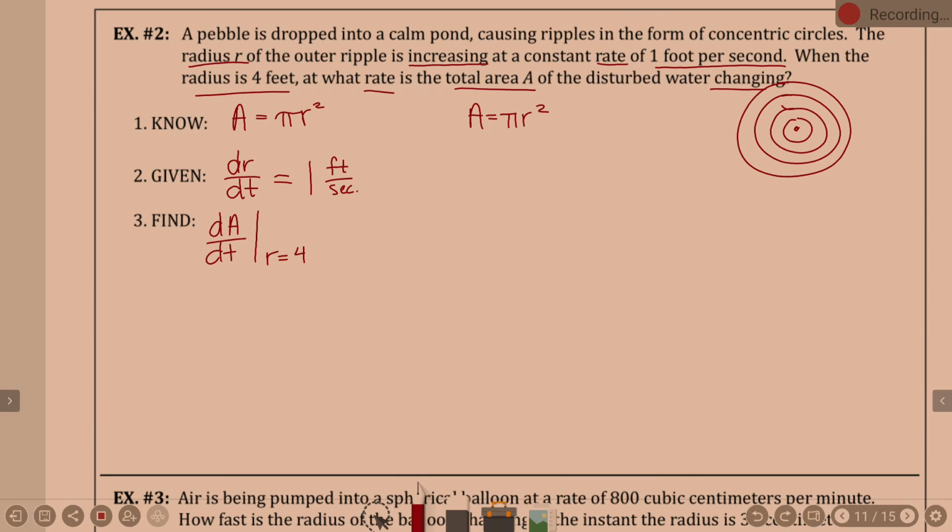Using the chain rule, implicitly differentiate both sides of the equation with respect to time. We just did this on the previous page. Differentiate for me with respect to time. dA/dt equals 2 pi r. Technically, we have this exact answer on the previous page, don't we? You could technically go back and steal the answer, but in reality, you need to make sure you know how to do it. Okay, so we have differentiated. Now, at this point, you have an option.